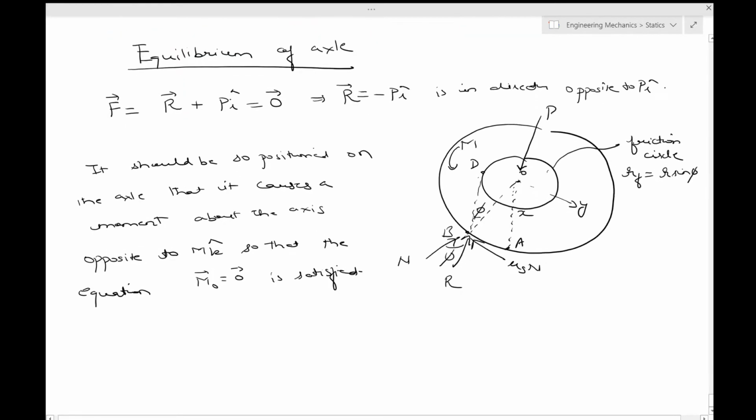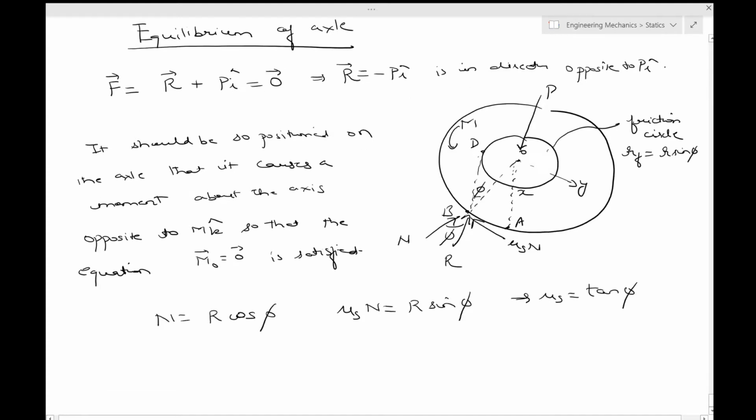So with this figure you can write that N is equal to R cos phi. You can write mu s N is equal to R sin phi, and clearly this automatically implies that mu s is equal to tan phi. No guesses there. So R is clearly at an angle of phi to N, you can see that over here, and phi is equal to tan inverse mu s. It's the so-called angle of friction.